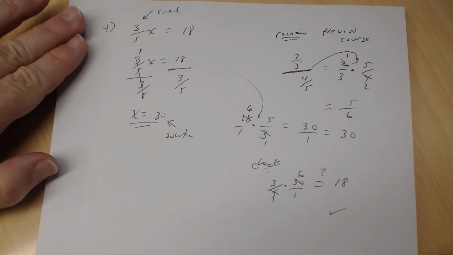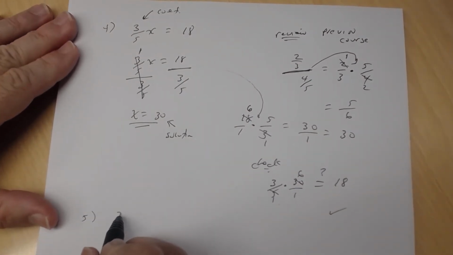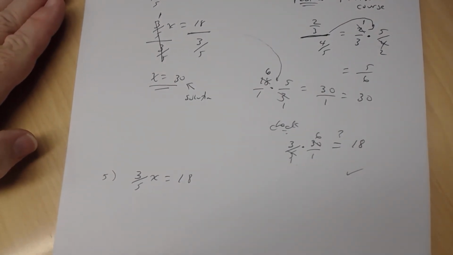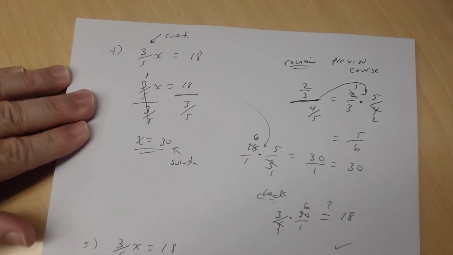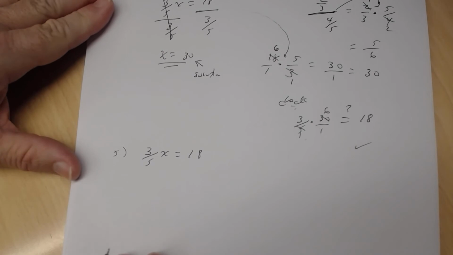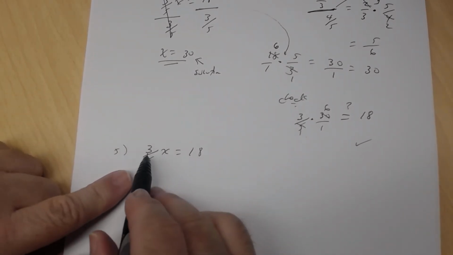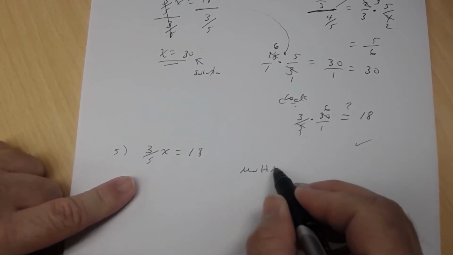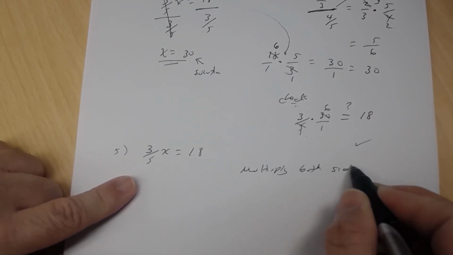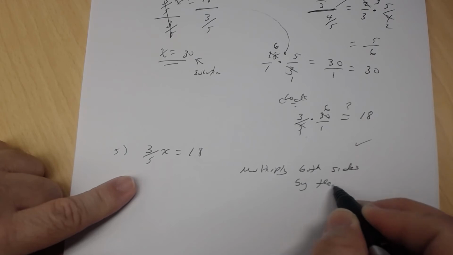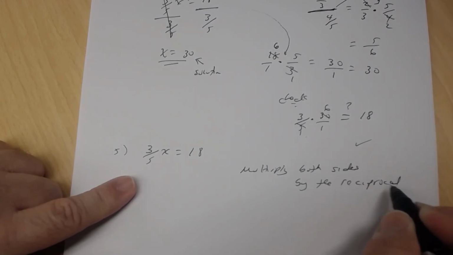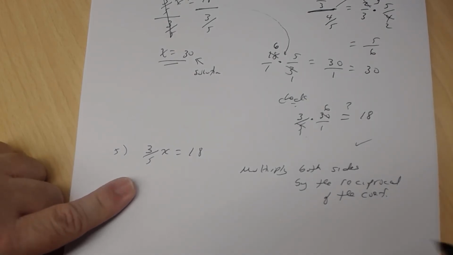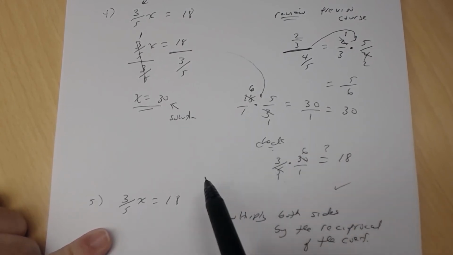All right, now let's do number 4. I'll go ahead and rewrite it, but now we're going to use a different idea. It does not matter which approach you use when the coefficient is a fraction like this. Another way you can do this is, when you have a coefficient that's a fraction, you can just multiply both sides by the reciprocal of the coefficient, which relates to what we did here also.